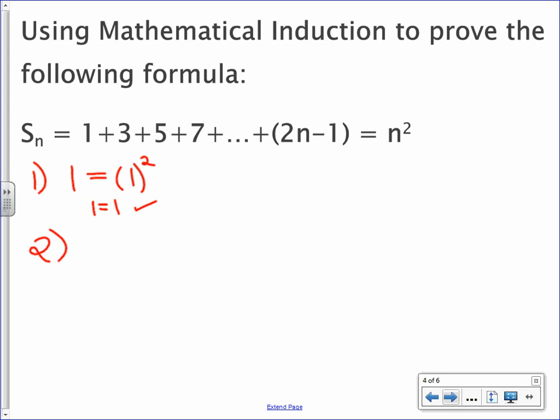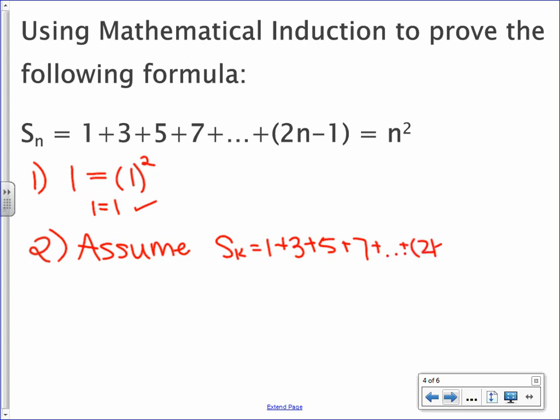What do we do? We assume, and we write the word assume, that S of k is true. So 1 plus 3 plus 5 plus 7 all the way up until 2k minus 1 equals k squared. All I did is I replaced n's with k's. Yes, you have to do this. We are talking about a specific domino in our little analogy.